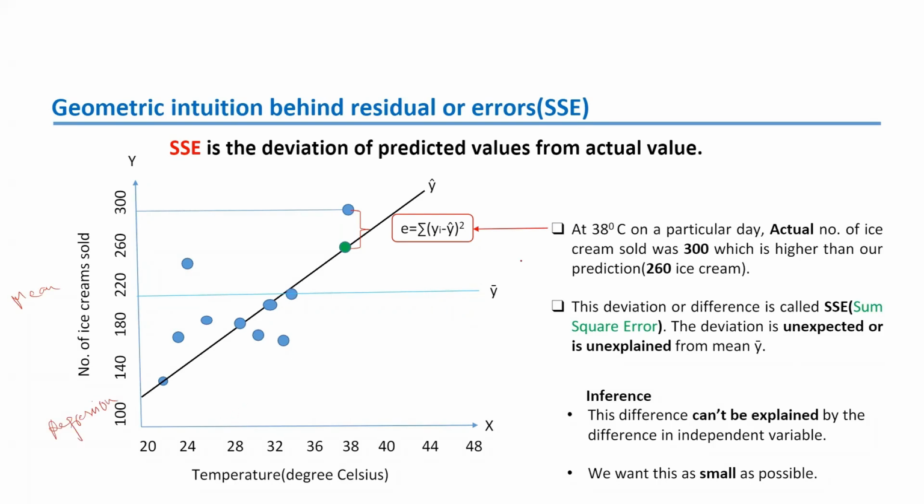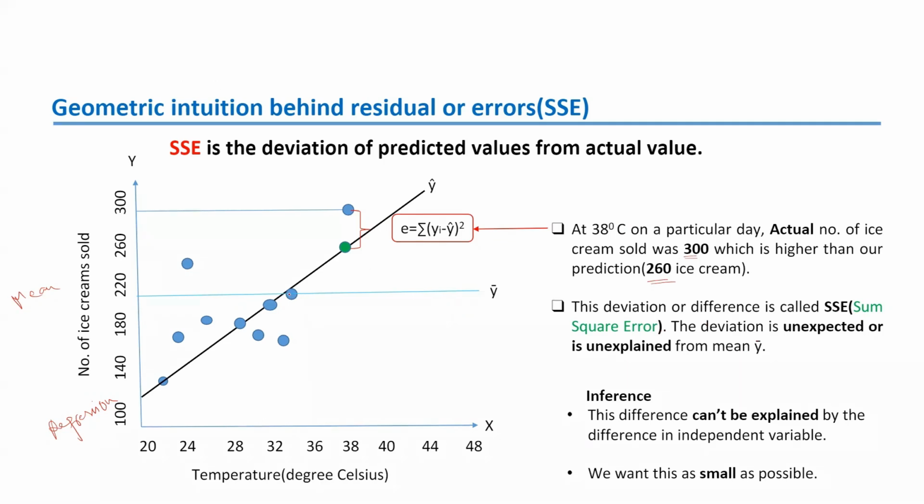Now at 38 degrees centigrade on a particular day, the actual number of ice creams sold was 300, which is higher than our prediction of 260. So the deviation or difference is called the sum squared error. This deviation is unexpected or unexplained from the mean, right?